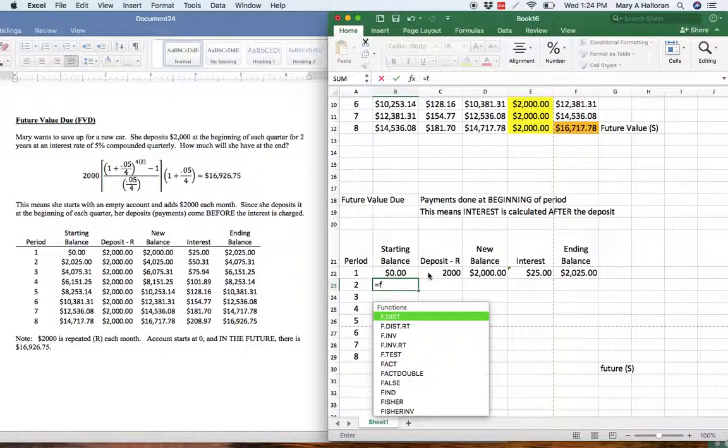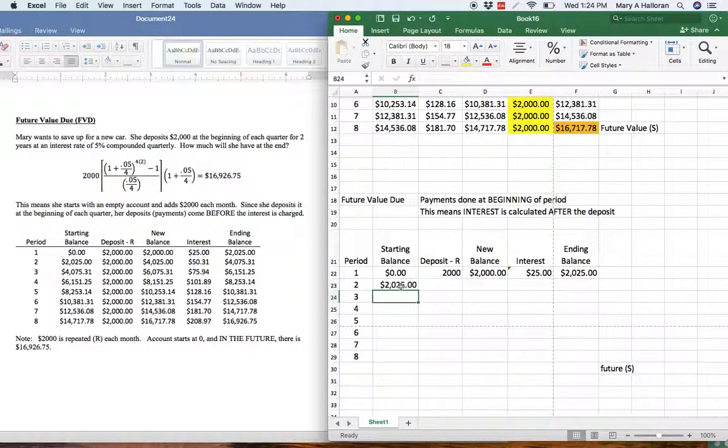Equals F22. There we go. So that's what I'm going to start with. I'm going to put 2,000 bucks in. So now I've got 4,025. That's what I started with. I put 2,000 of my own money. So now this amount's going to get some interest.